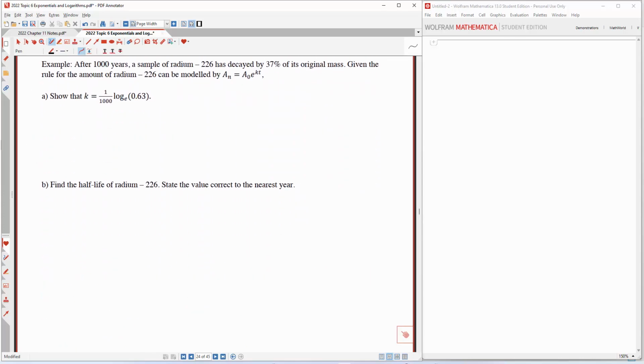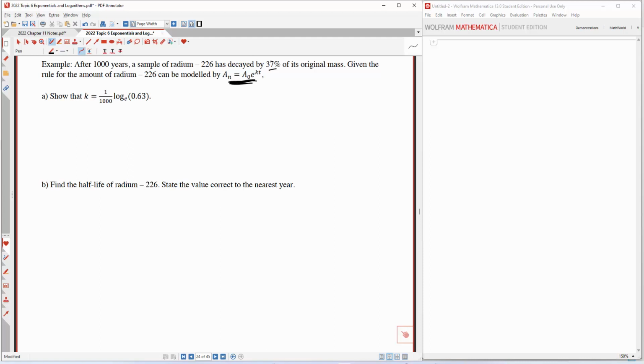After 1,000 years, a sample of radium-226 has decayed by 37% of its original mass. Given the rule for the amount of radium-226 can be modelled by this form here, show that the k value is this amount here. And again, that is actually a negative number, and I'll explain why in a sec. So let's just get the k value first of all.